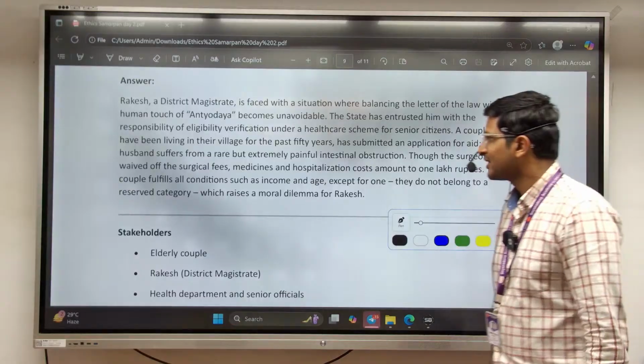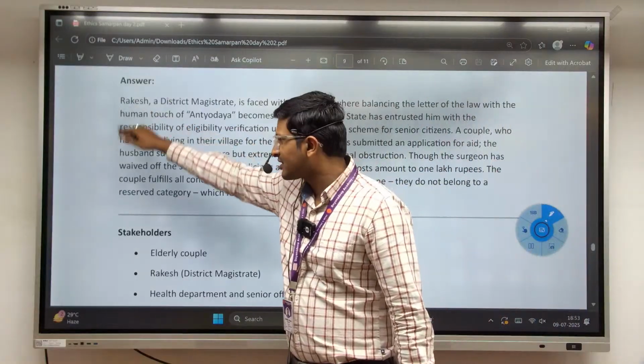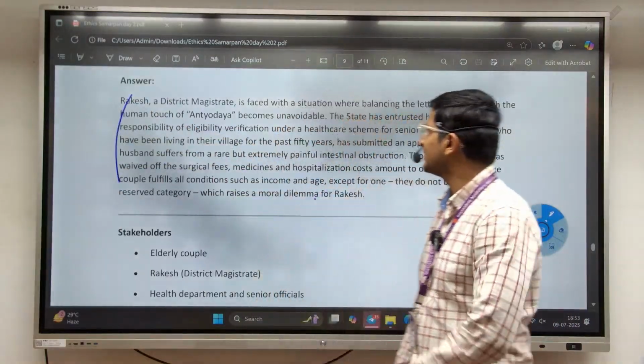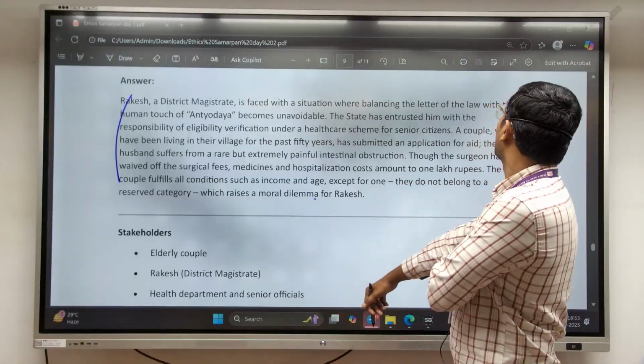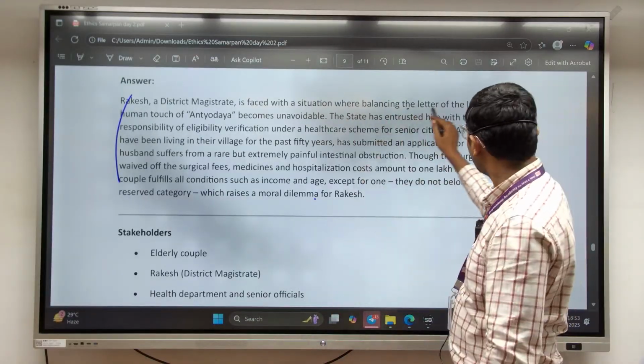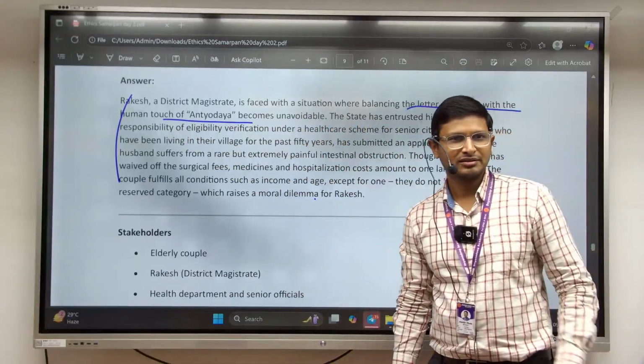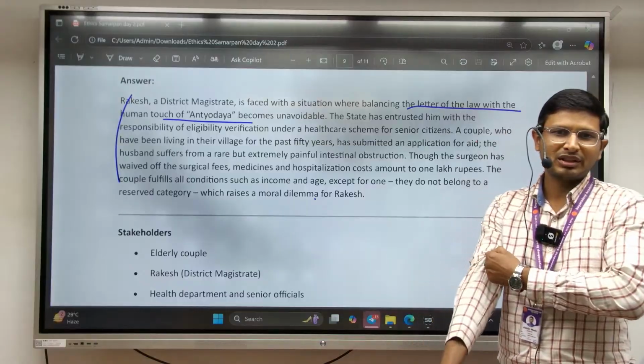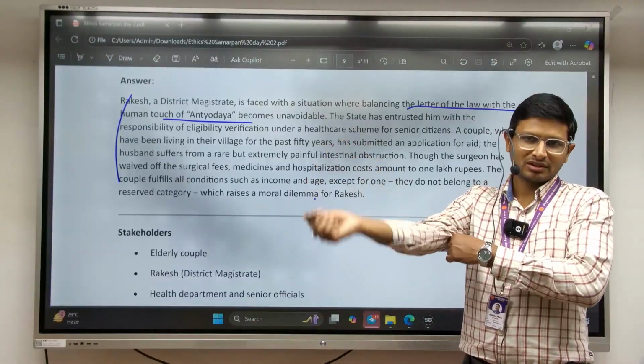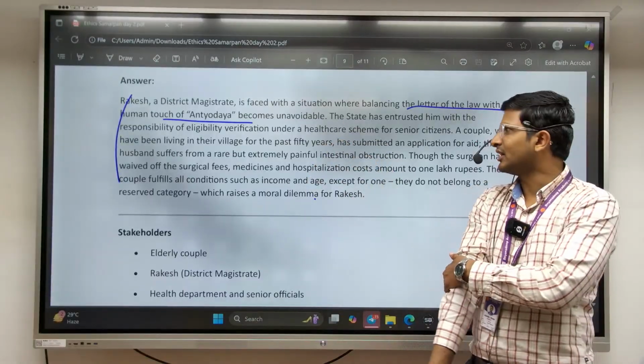Okay, so in the introduction you are just giving the case like these, all these things are happening. Okay, so you have to balance the law with the human touch of Antyodaya, service to the poor, or service to the disadvantaged, Antyodaya.